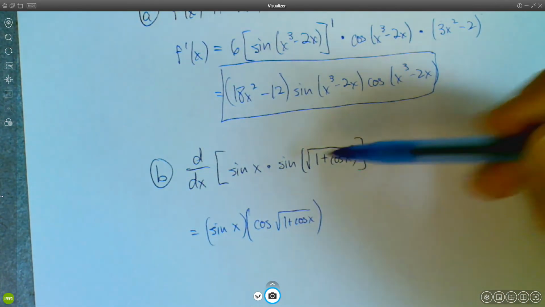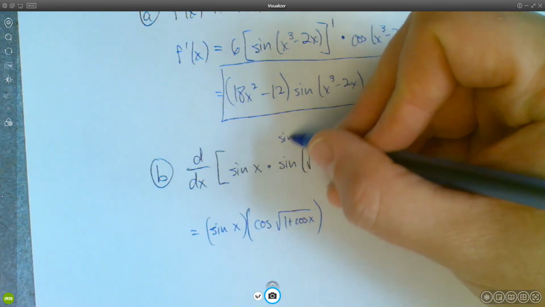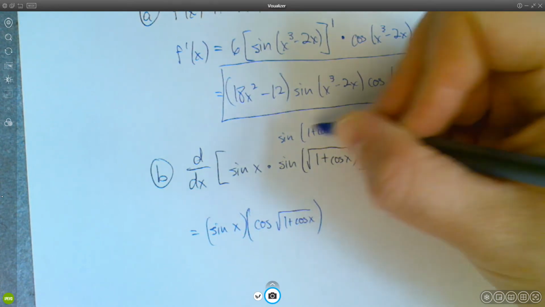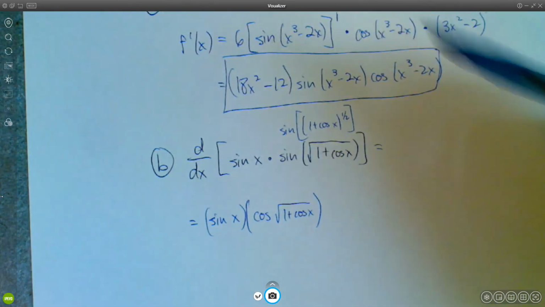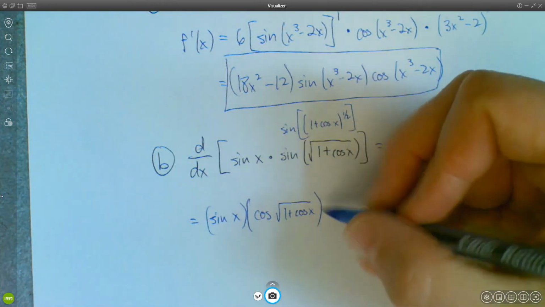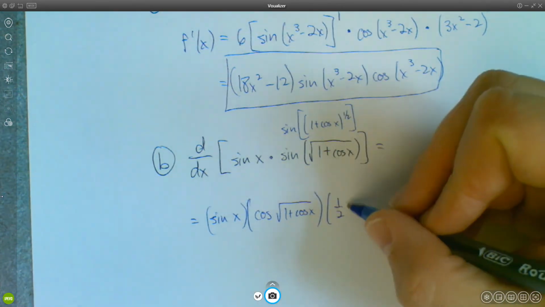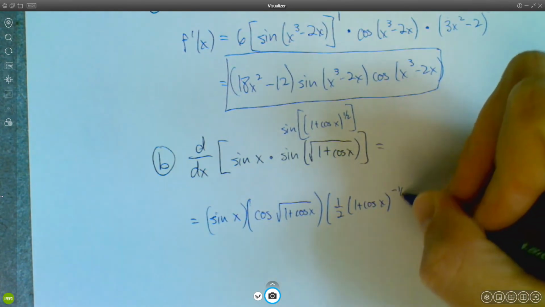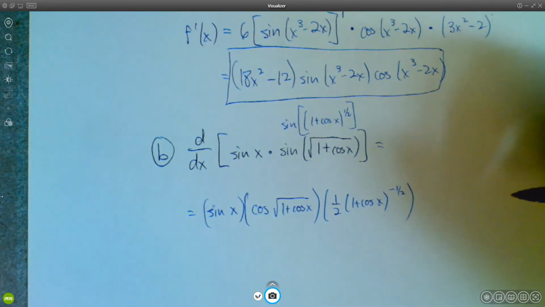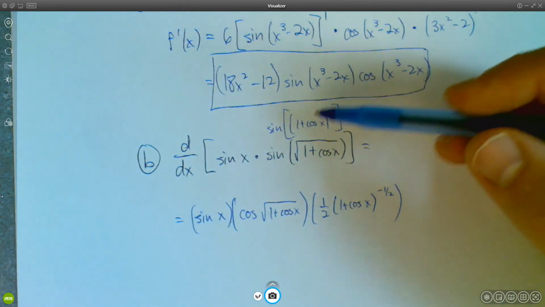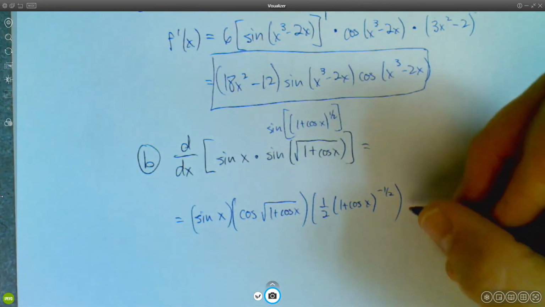And then the next function is really, so I'm kind of thinking of this as sine of 1 plus cosine x to the 1/2 power. Right, kind of along those lines. So I guess the middle function would be something to the 1/2 power. So we're going to multiply that times 1/2 times 1 plus cosine x to the negative 1/2. And then the innermost function is the 1 plus cosine x. Derivative of 1 is 0, derivative of cosine is negative sine.